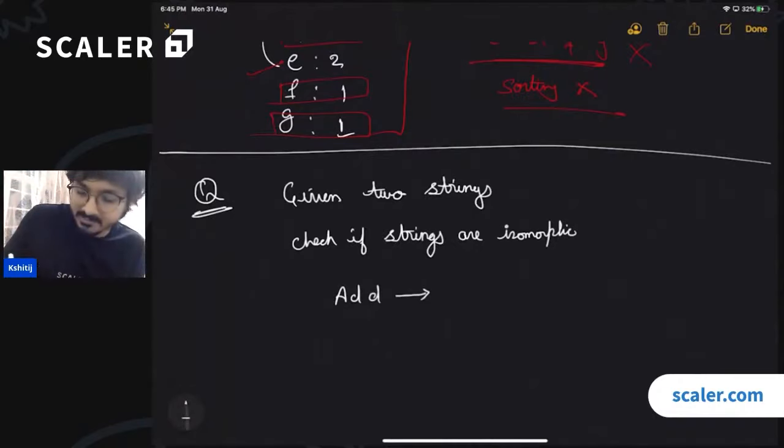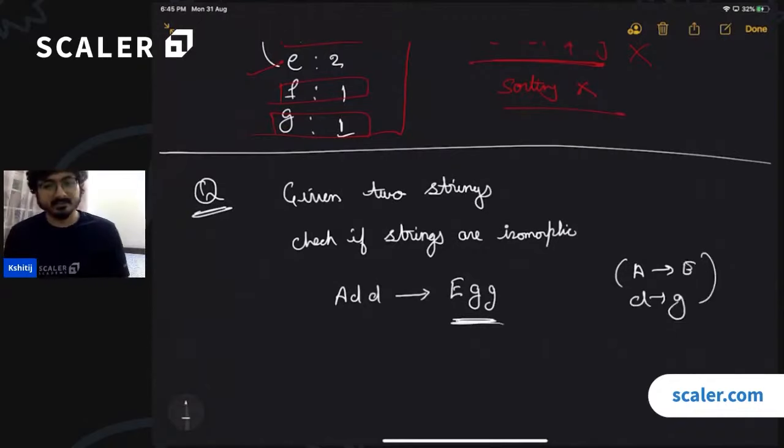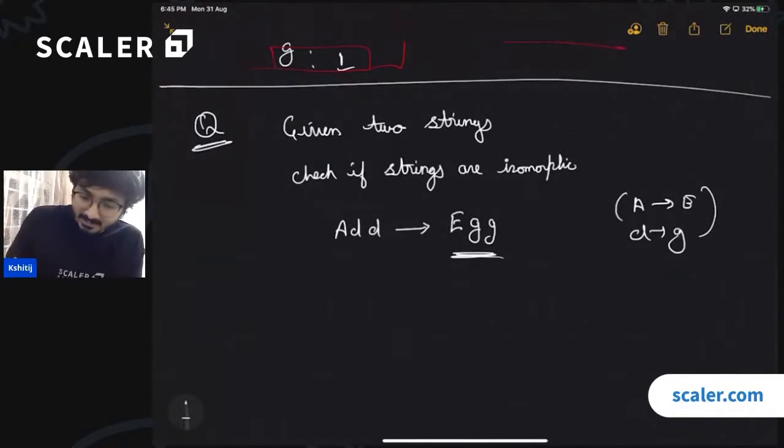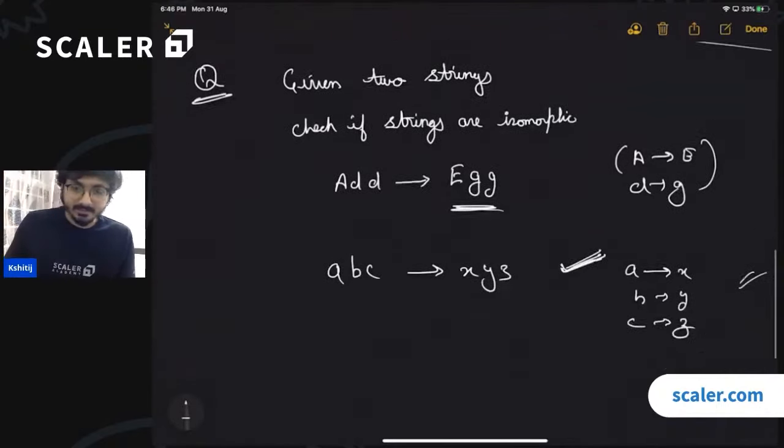For example, if I have a string "add" and another string "egg", now if I just replace A by E and D by G, I get the second string. There has to be a symmetry between them. By symmetry in this case, we mean that there has to be a one-to-one mapping between the characters. So can I say that ABC is isomorphic to XYZ? Yes, this is correct, because you can replace A by X, B by Y, and C by Z. This is absolutely correct.